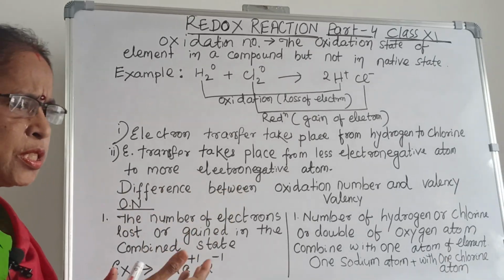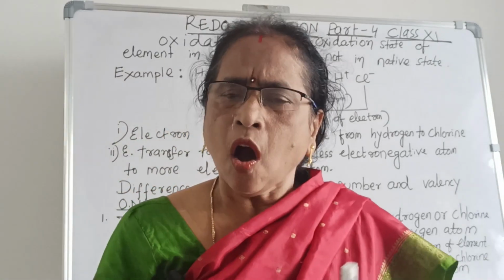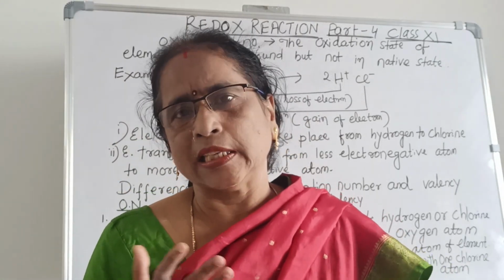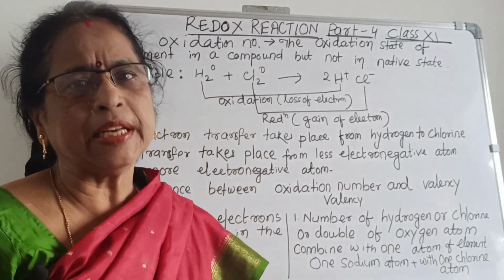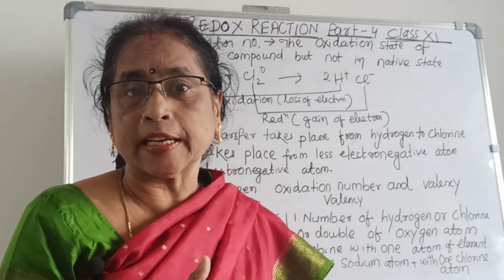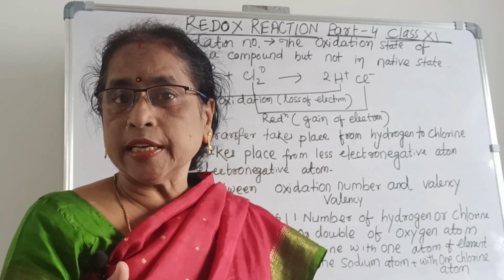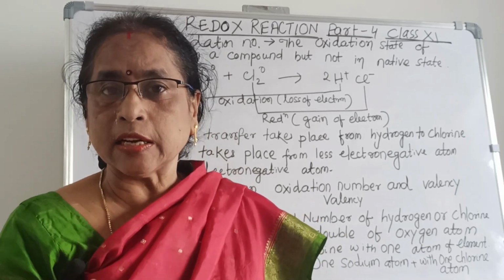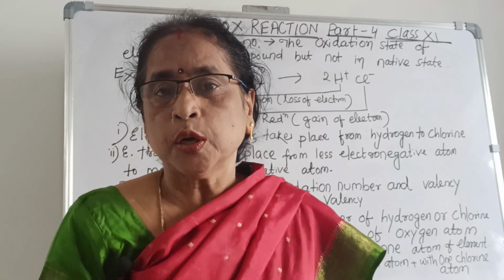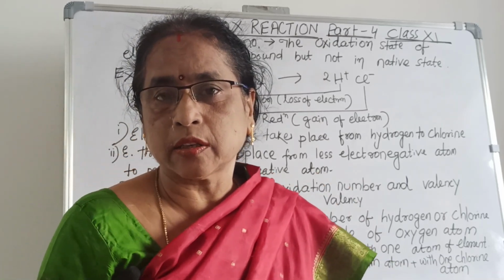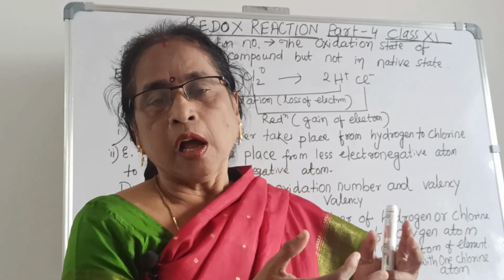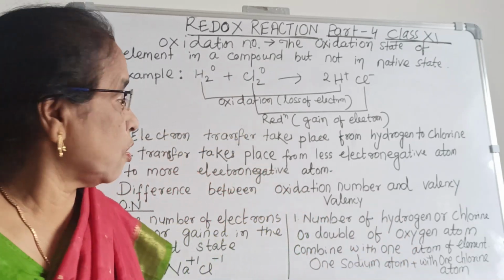Now the question is, what is the difference between oxidation number and valency? I told you oxidation number means it is a state, the oxidation state, how oxidation takes place. When oxidation takes place on one side, the other atom of the element is ready for reduction, ready to accept electrons, or you can say, to gain electrons.